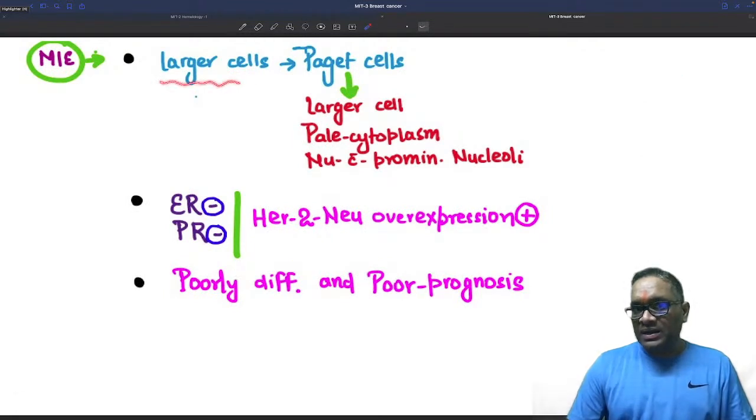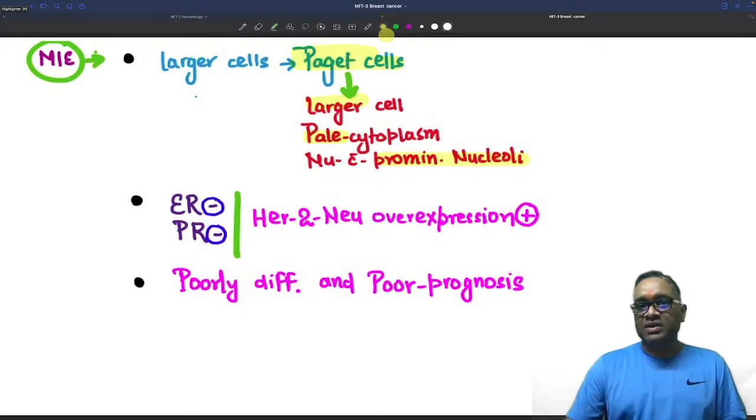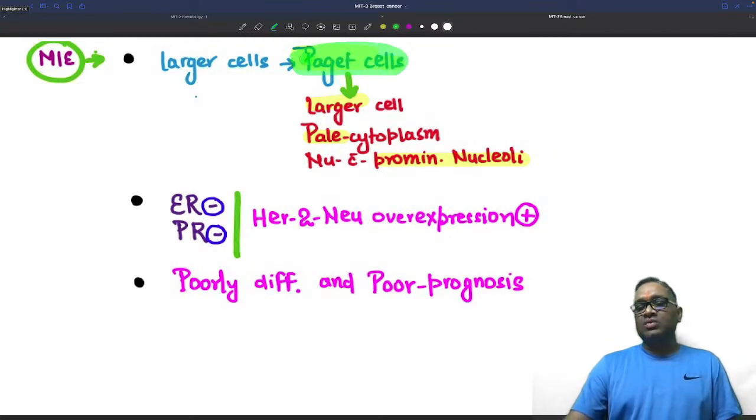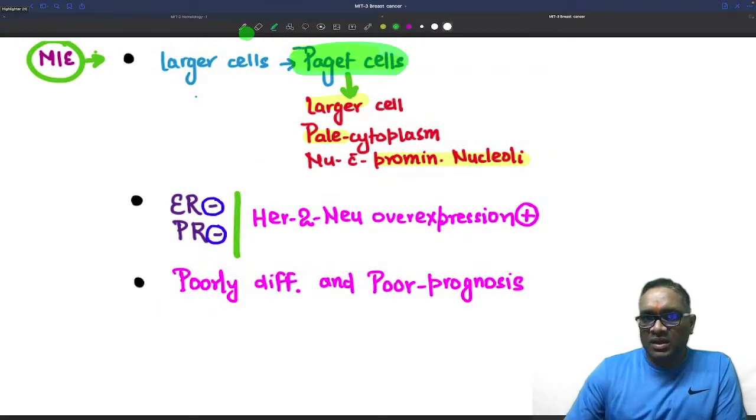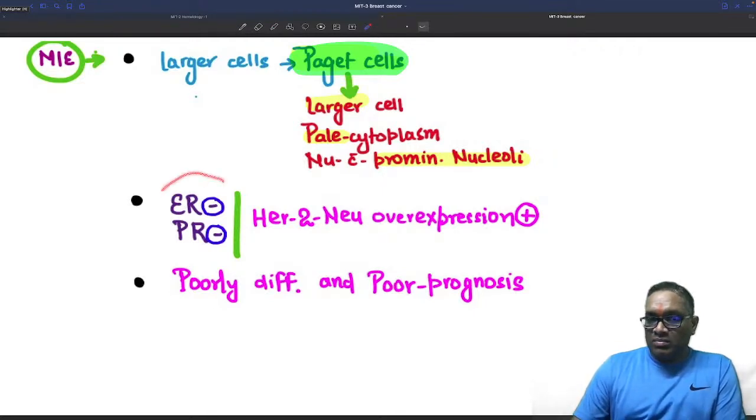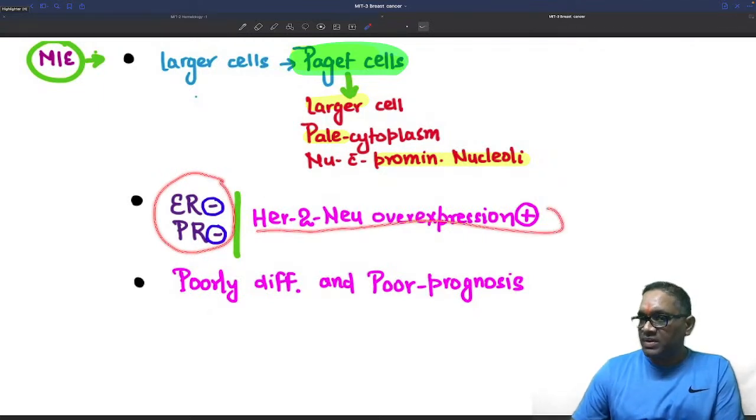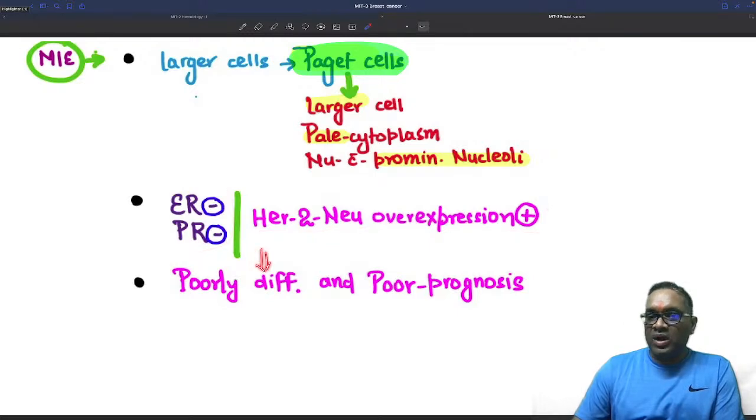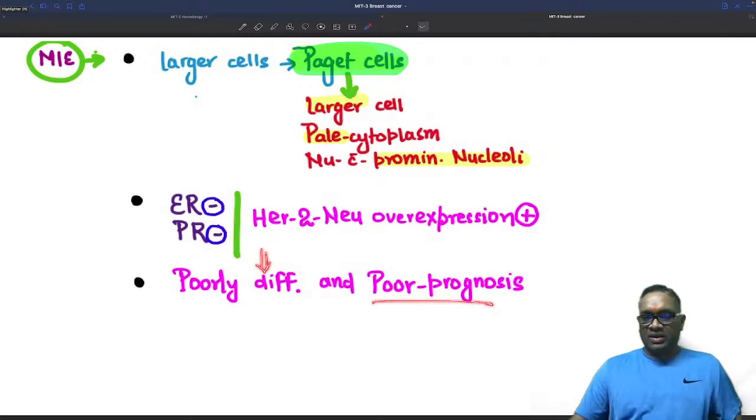So how will we identify that? They are larger cells, and these larger cells are called Paget cells. As I said, they have large, pale cytoplasm with prominent nucleoli. That is the identification of Paget cells in histological or microscopic examination. And on molecular analysis, they are ER/PR negative, and HER2 neu overexpression will be present, which is why they are poorly differentiated and a poor prognostic cancer.